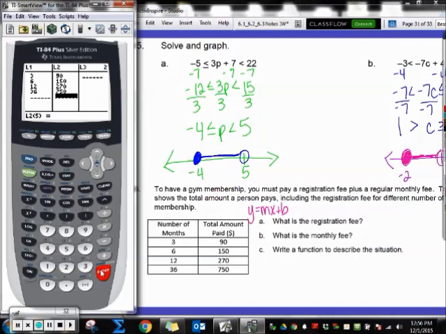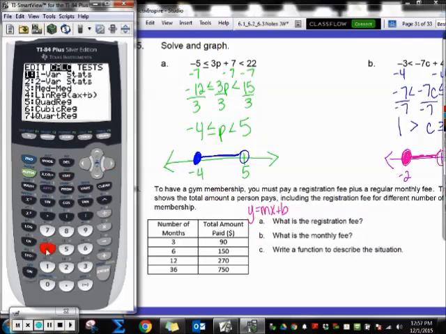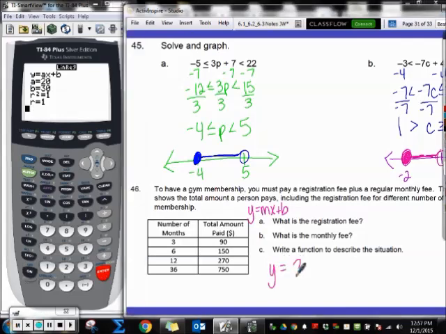Now we actually have to do the linear regression. So Stat, arrow to the right, highlight Calc, and then number 4. And then I'm going to store the regression equation by pressing Alpha Trace, and then pressing Enter for Y1. Then we arrow down. So this gives us our equation, which is y equals 20x plus 30, and like I said before, that y-intercept is always your starting point, so that is our registration fee. And then the monthly fee is going to be what's multiplied times x, which is 20.